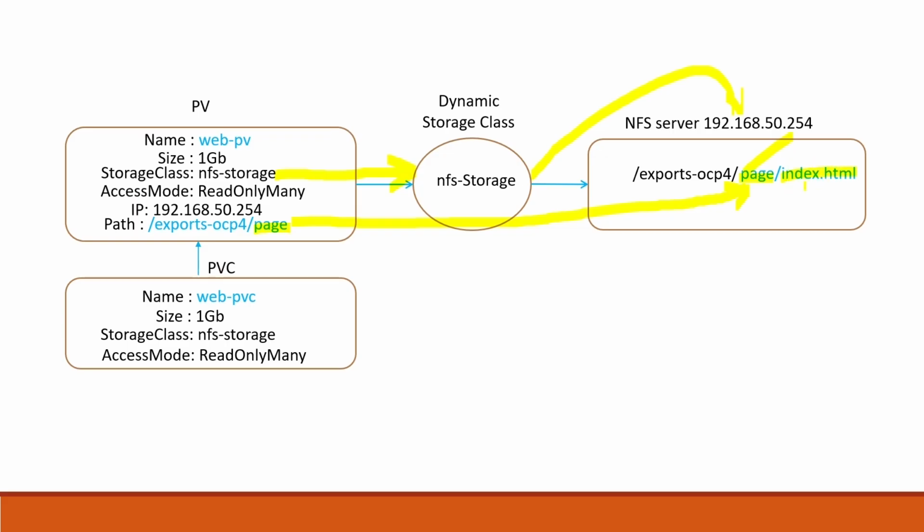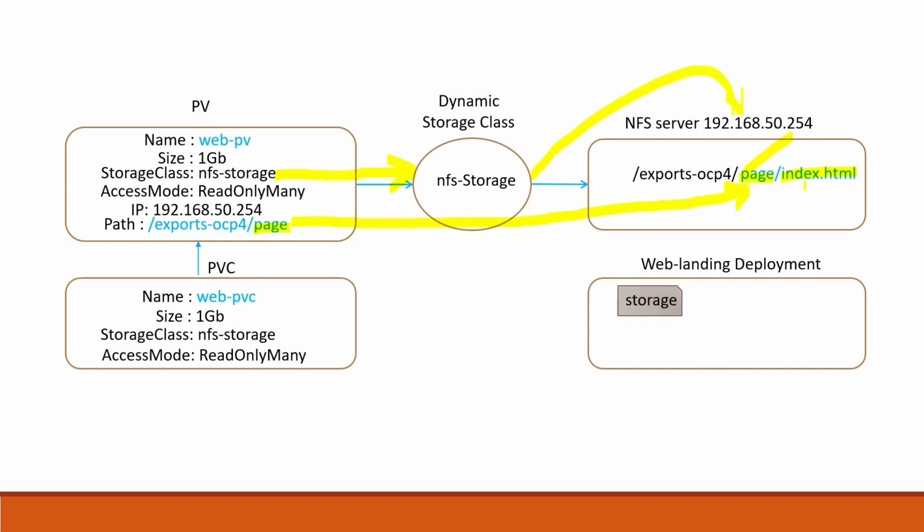Okay, next we are going to consume this PVC from our web-landing application. In this deployment, we will add storage and point to web-pvc under /usr/share/nginx/html. What will happen now? This PVC will be mounted under the HTML directory. So technically our index.html file will be mounted and available under the HTML folder of the deployment. I hope you understand the scenario. This is what we are going to achieve. If anyone has doubts, please watch this video multiple times because it is a very important question in the exam.